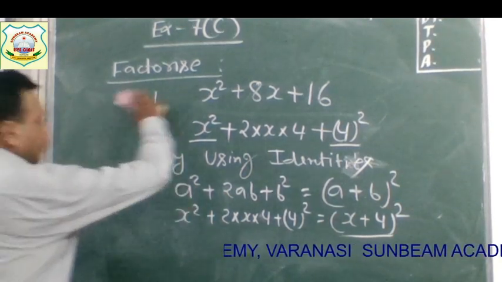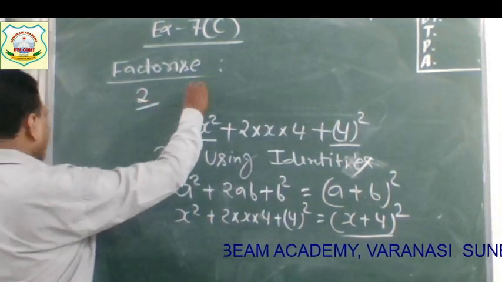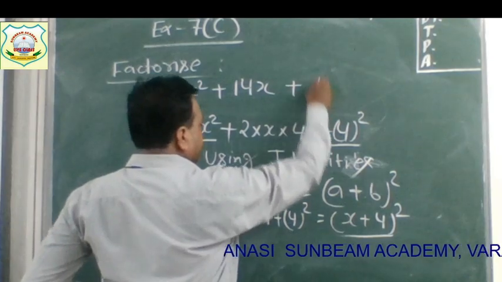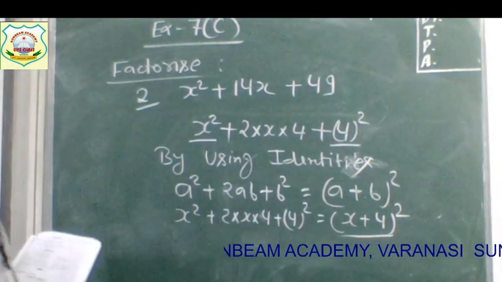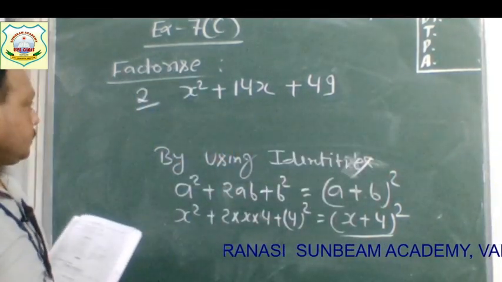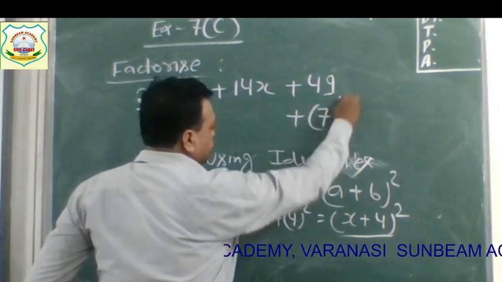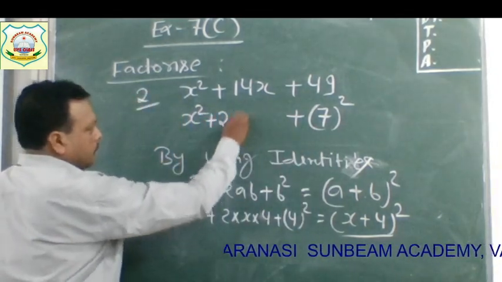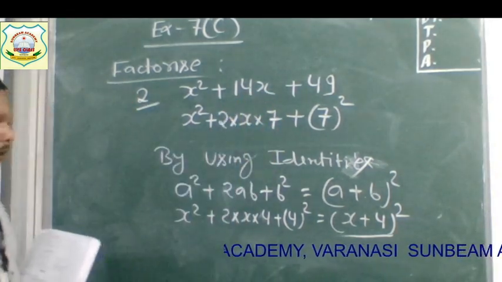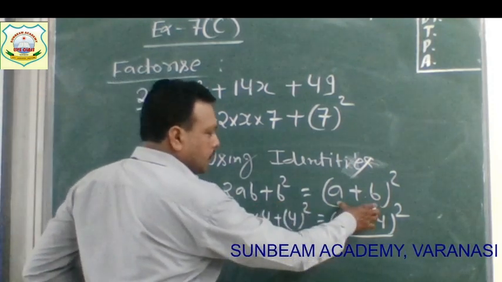Question number 2. There is given x square plus 14x plus 49. Now here students, hope everyone has done it. x square is okay, plus this one is 7 square. So what should we get here? Plus 2 multiply x multiply 7. 7 twos are 14x. Clear students? So by using the identity a square plus 2ab plus b square, that is a plus b whole square.